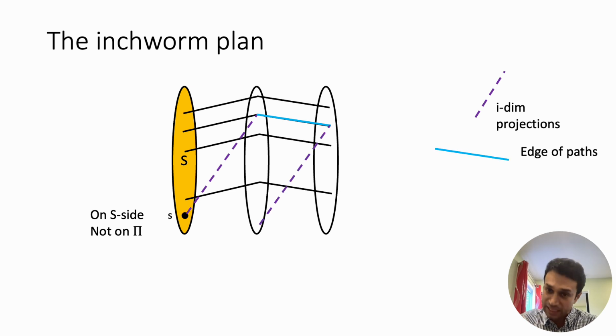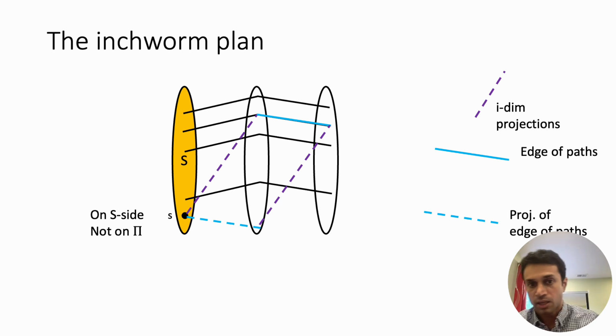And let me project down from the other endpoint of the blue edge, as you see in the picture. Now this dotted blue line is actually just a projection, the I-dimensional projection of the blue edge. Now, if that vertex that we discovered was not on the paths pi, on the black part, well, then we're already done. So victory.